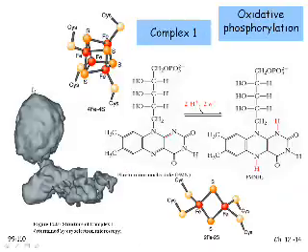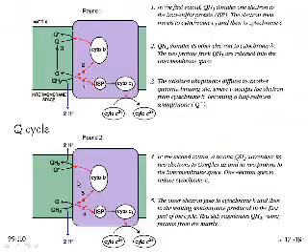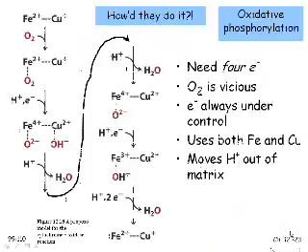This is complex 1. I want to just remind you what it looks like because we're going to see a comment made about this at the end of the other slides. So this is complex 1 that can take NADH and transfer its electrons ultimately to Q. This is just a reminder, figure 23.